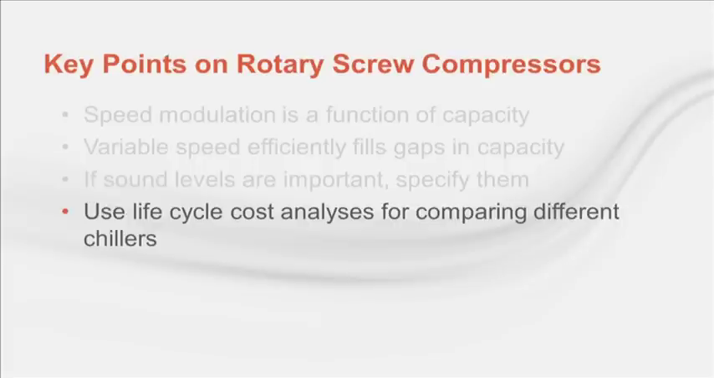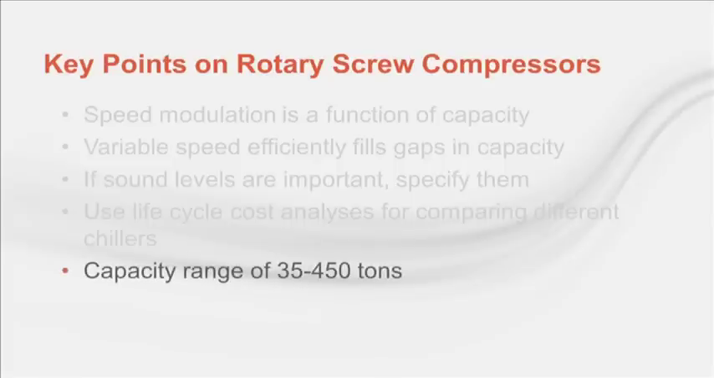And a final difference to remember is the capacity limitation for rotary screw compressors. Manufacturers of rotary screw compressors in HVAC applications tend to be limited to the 450-ton range, while centrifugal chillers are available up to thousands of tons.